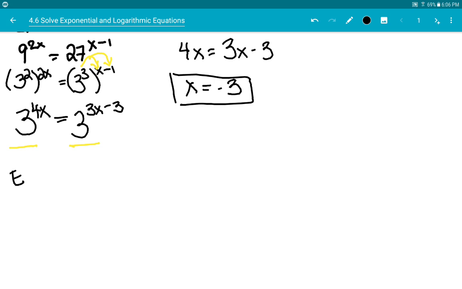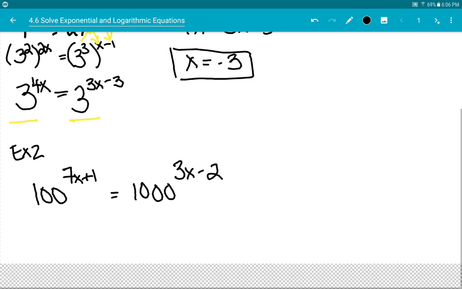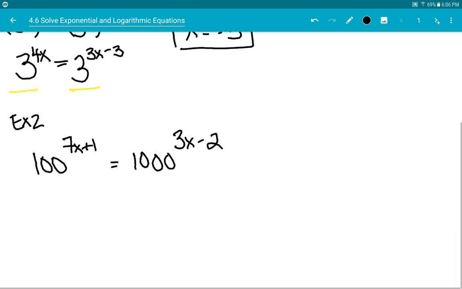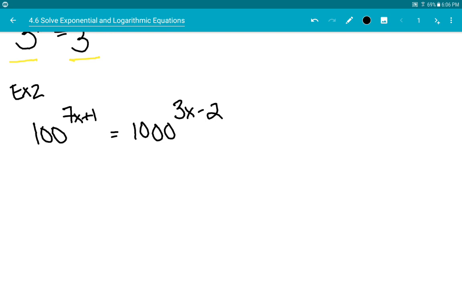Here's our second example of an exponential where we have to manipulate the base to be exactly the same. We have 100 to the 7x plus 1 equals 1,000 to the 3x minus 2. Again, when we're thinking about this, we have to find the base, and what base would make sense for us to use here.